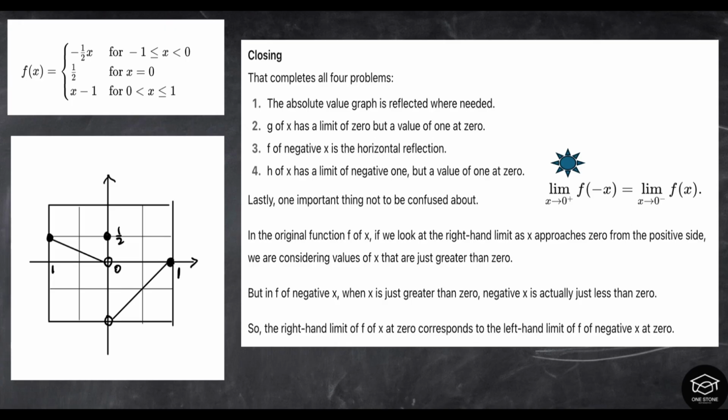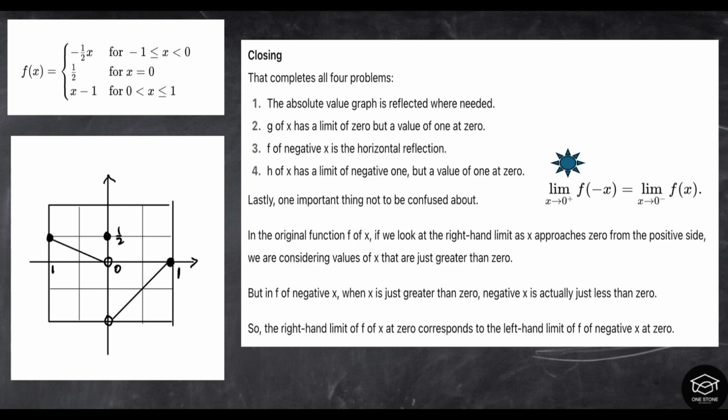That completes all 4 problems. The absolute value graph is reflected where needed. g(x) has a limit of 0, but a value of 1 at 0. f(-x) is the horizontal reflection. h(x) has a limit of -1, but a value of 1 at 0.